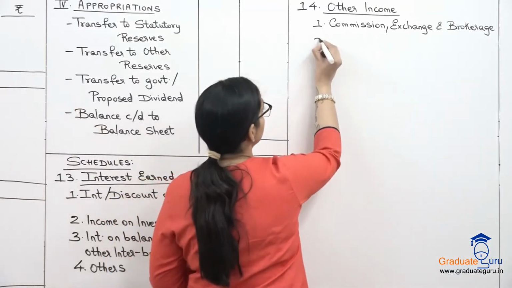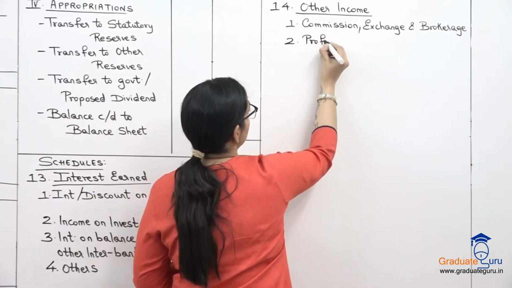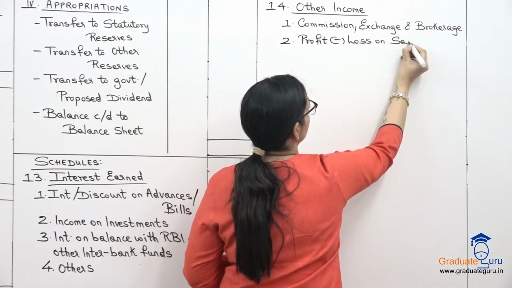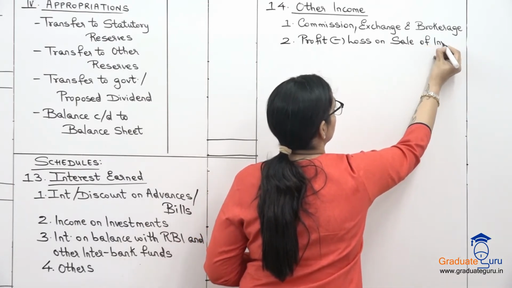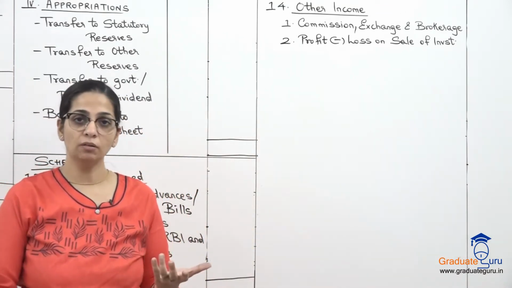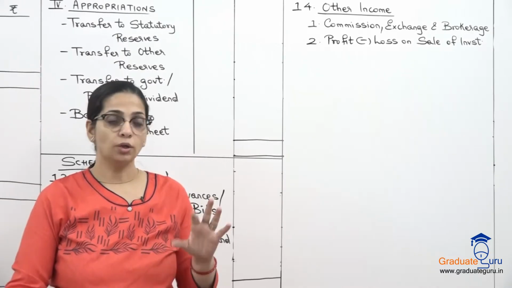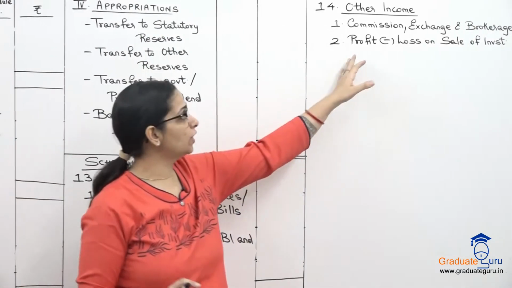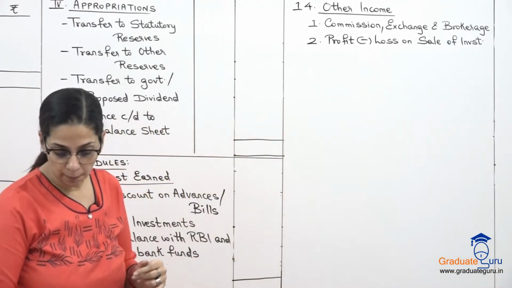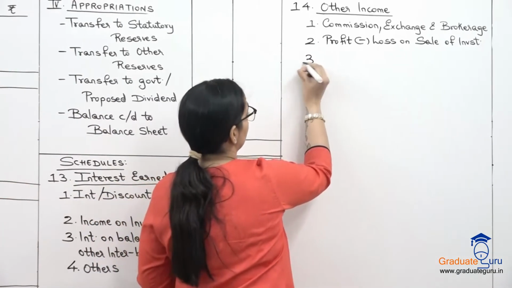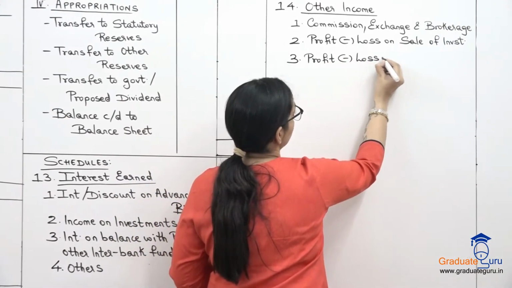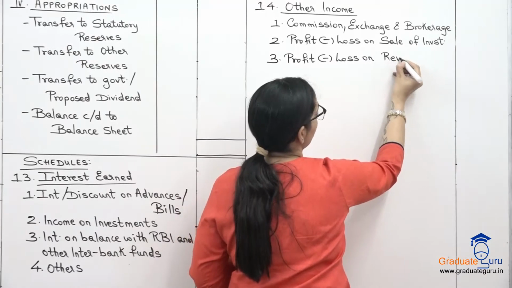Then we have profit minus loss on sale of investments. So because we have investments as an asset, हम उसे बेचकर we can either make a profit or a loss. So depending on whether you've made a profit or a loss, if there is a profit, you show it as a positive figure. If there is a loss, you show it as a negative figure. Same way, profit minus loss on revaluation of investments.